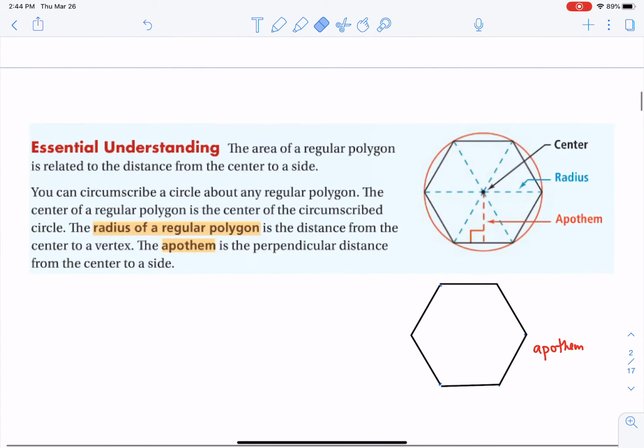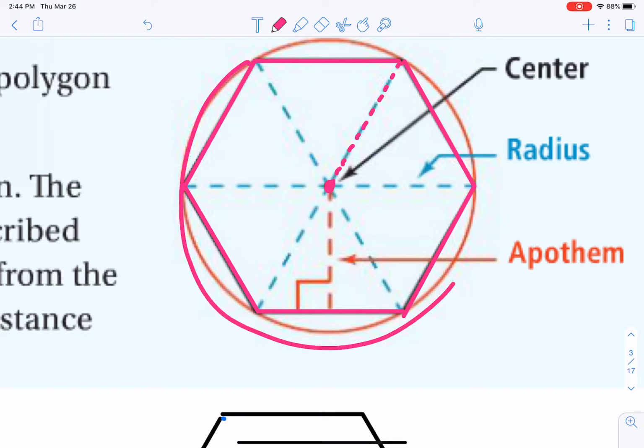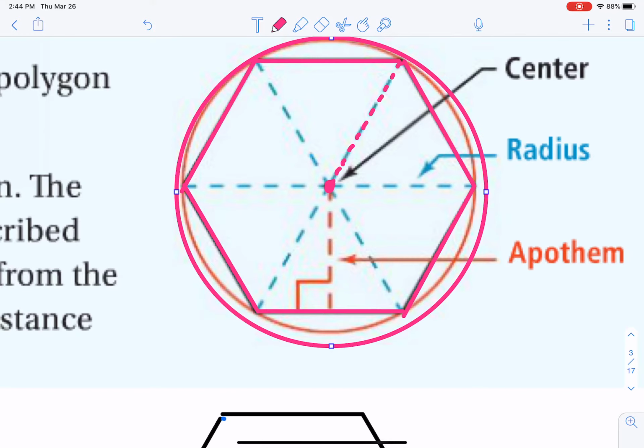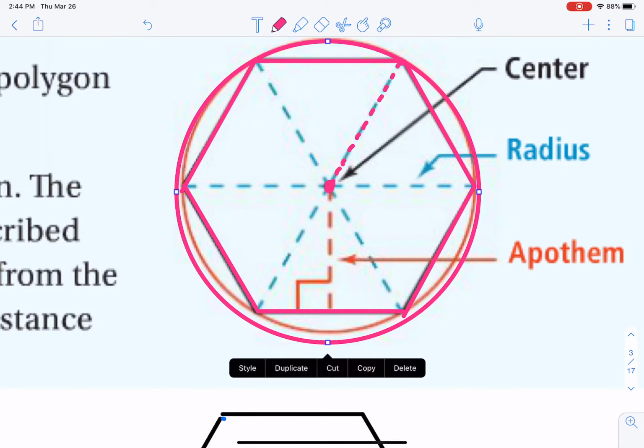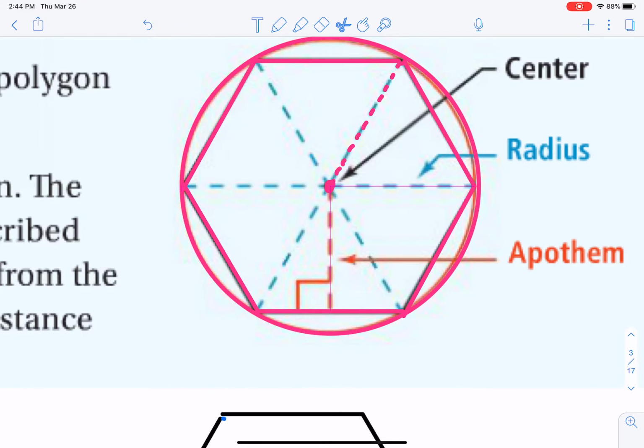Okay, so we're going to start with polygons. This is a hexagon, so a six-sided shape, a regular hexagon. A couple vocab words. The radius of this hexagon is if you go from the very center to one of the points, like from here to here. The reason they call it the radius is if you drew a circle around that shape, then it would be the radius of that circle. So that's why they call that the radius.